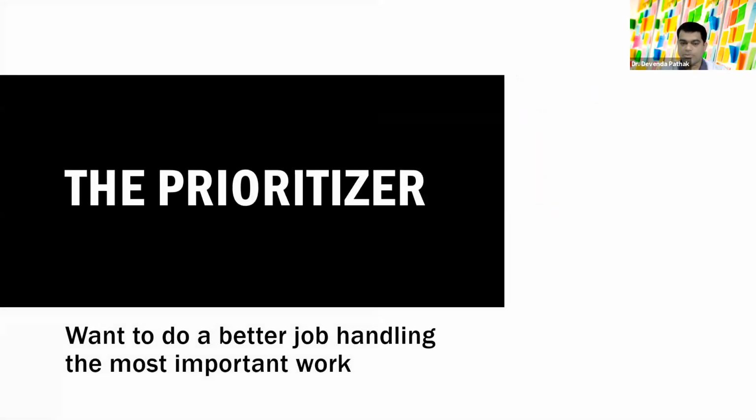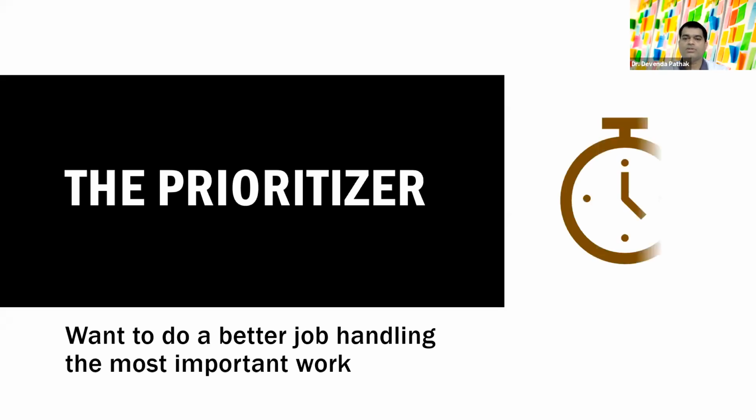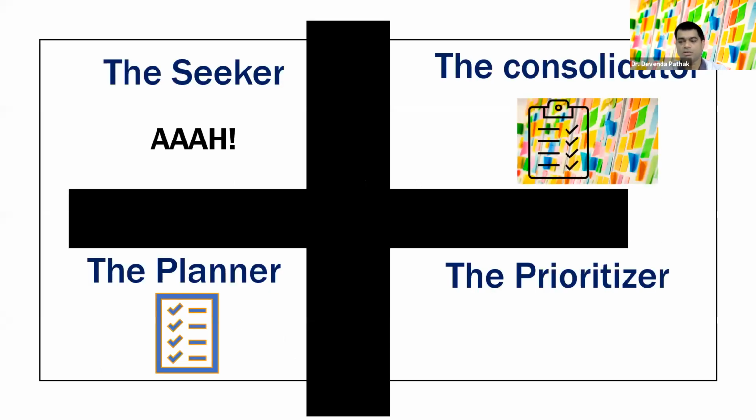The prioritizers want to do their job by handling the most important one first, and then the less important, and the lesser important. So they prioritize their works. So for all these four categories, seeker, consolidator, planner, and prioritizer, we have to find out today itself which category we fall into, and then move up. If you are a seeker or a consolidator, you have to move to the planner first and then to the prioritizer.